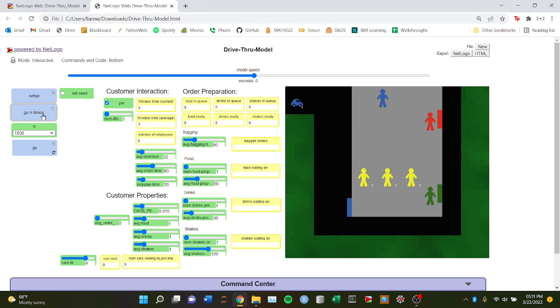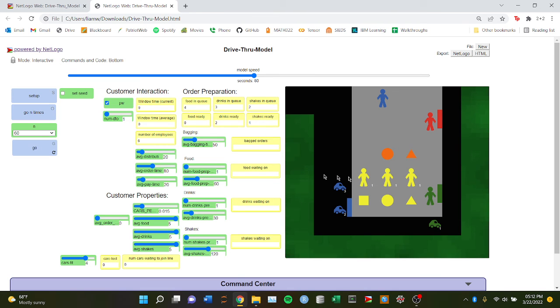Essentially, let's just have someone order after 60 seconds. There we go. Okay, so right now they've ordered one food item, one drink, and two shakes. Now let's say I turn on my average food, average drinks, average shakes. Did the same thing.